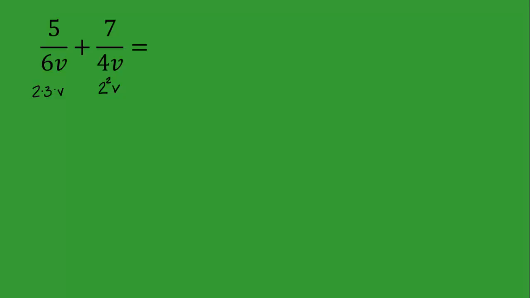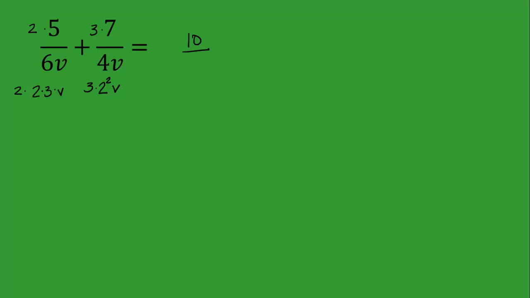So since they both have v, we don't need to worry about that. And they both have 2, but the one on the right has an extra 2, so we do need to multiply by 2 over 2 in the first fraction. And the second one doesn't have 3, so we need to multiply by 3 over 3 in the second fraction.